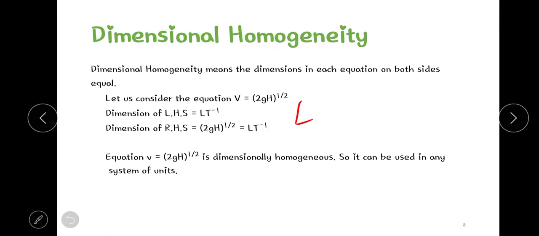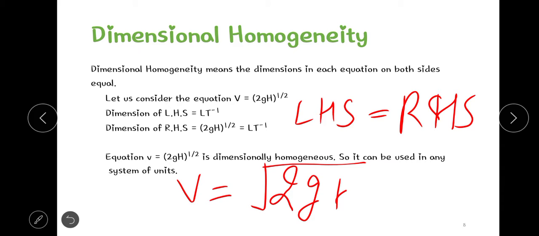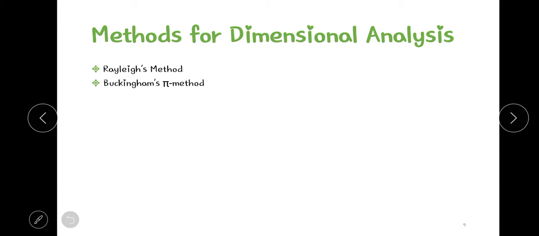Dimensions of LHS is equal to dimensions of RHS. So the equation V is equal to square root of 2GH is dimensionally homogeneous. If the equation is dimensionally homogeneous, that means it can be used in any system of units. Now next is methods of dimensional analysis.